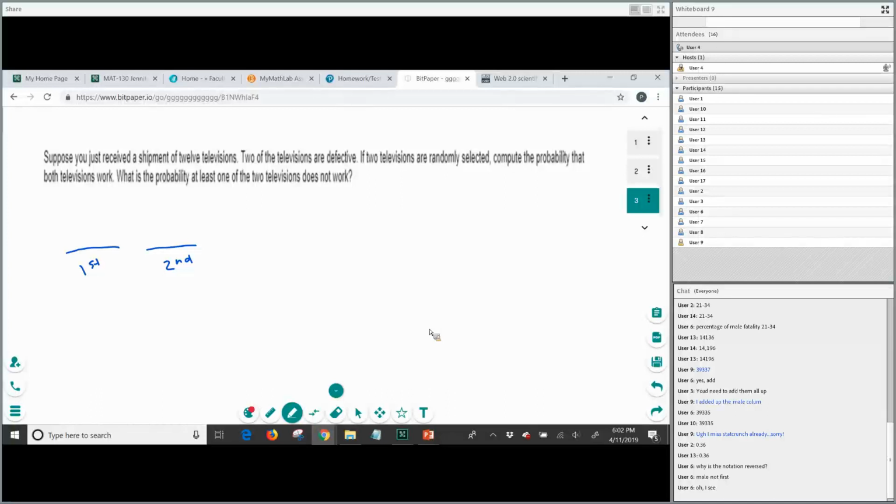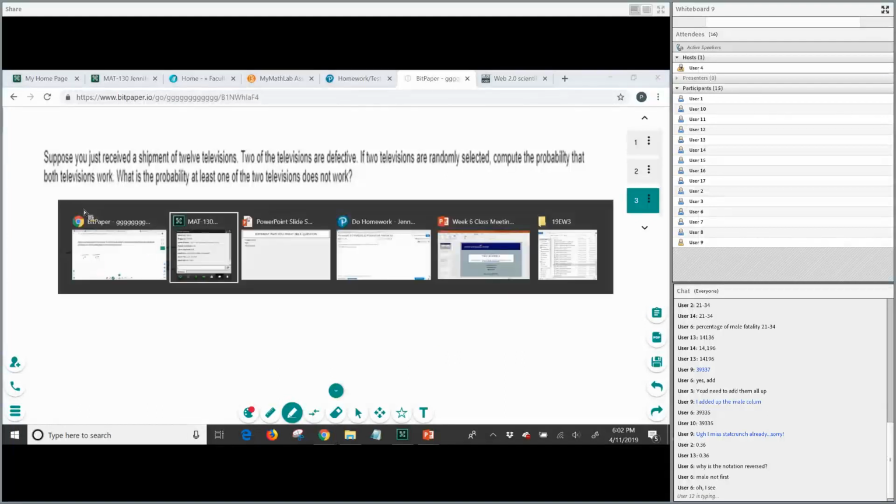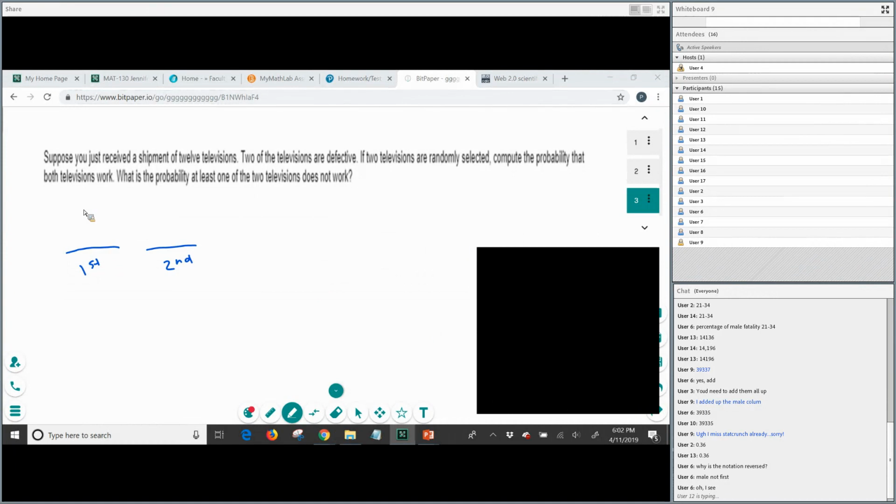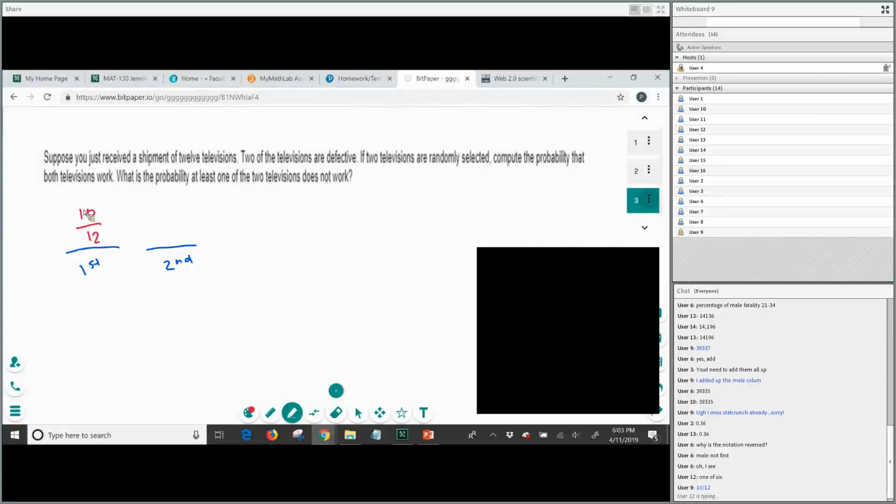All right, so let's think about my first television. I don't care about the second television right now. So for the first television, again, there were 12 televisions total and 2 of them were defective. So what is the probability that on my first selection, I select a television that works? So again, there's 2 that are defective. So that means defective means they do not work. So what's the probability that I select one that does work?